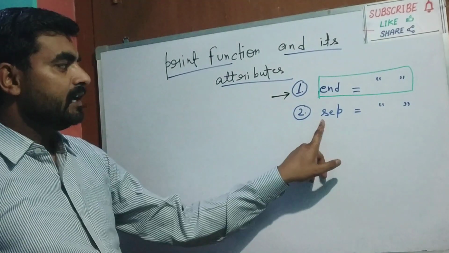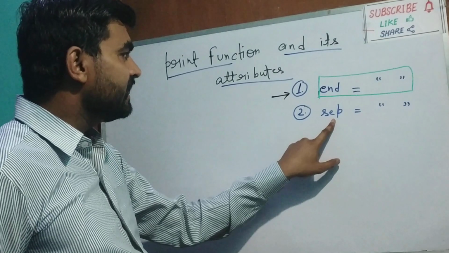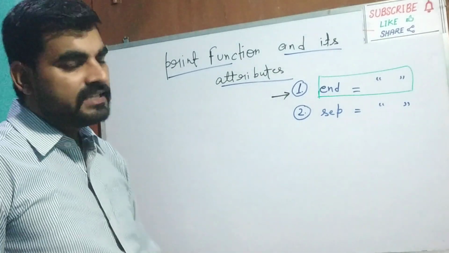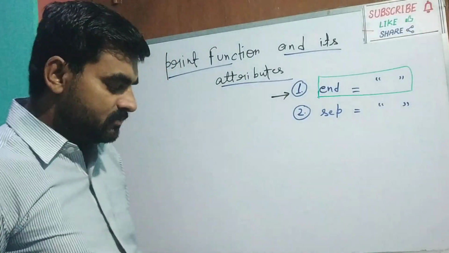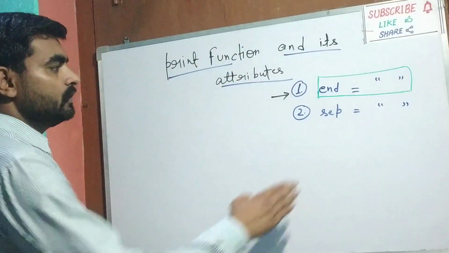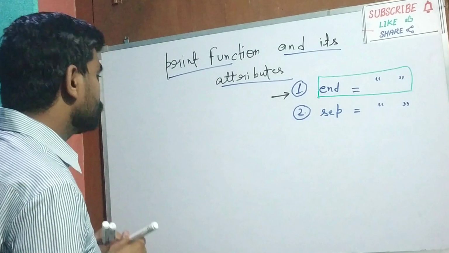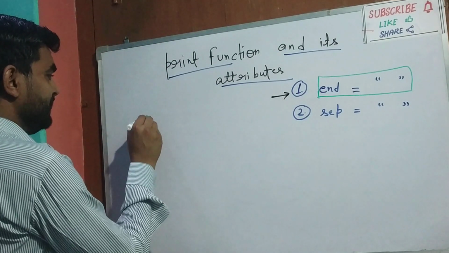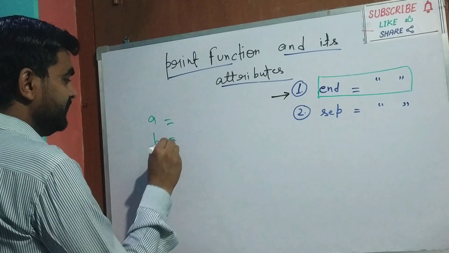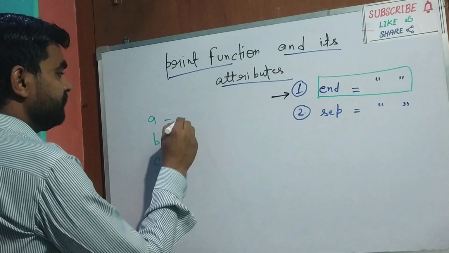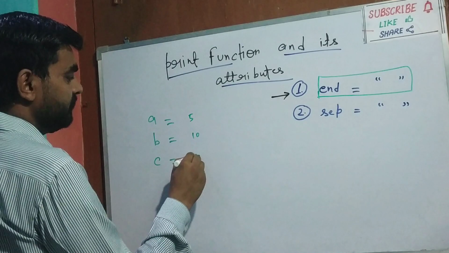And students, now we are going to learn our second attribute, which is sep. Sep is separator, but you have to write it in small letters. It is a keyword also. So what is the use of sep? Students, suppose you have three variables, A, B, C. These variables contain 5, 10, 15.